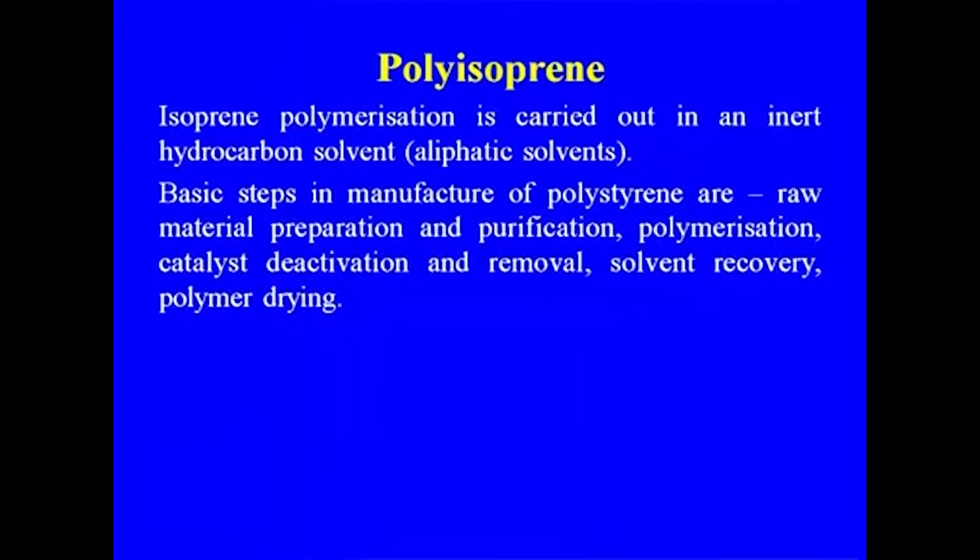So, isoprene polymerization is carried out in an inert hydrocarbon solvent, aliphatic solvent. The basic steps involved in the manufacture of polyisoprene are raw material preparation, purification, polymerization, catalyst deactivation and removal, solvent recovery, polymer drying. So, these are the basic steps involved in the manufacture of polyisoprene.